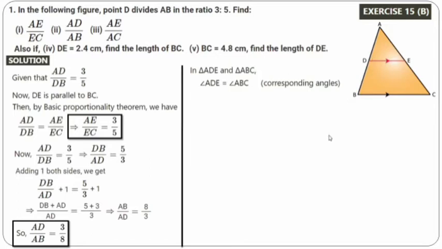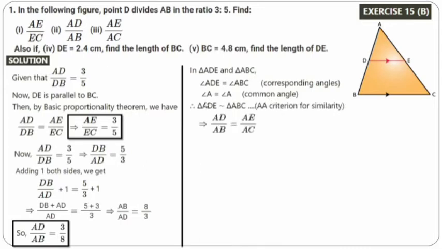Now I think there is one angle common to both the triangles. That angle is angle A. This angle A is present in this triangle also and this triangle also, so that's why this is common. Using AA criterion for similarity, we have these two similar.